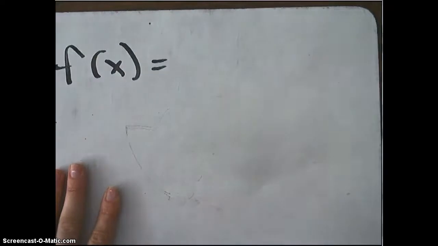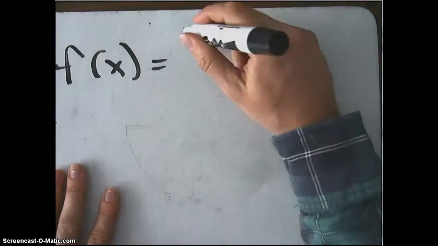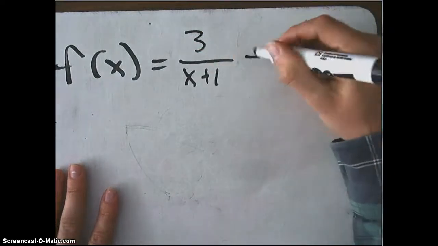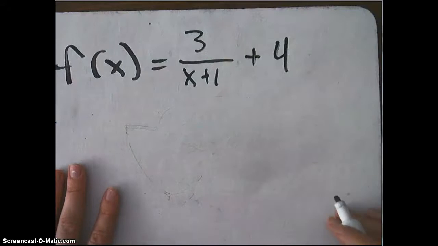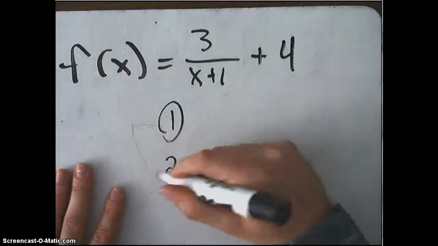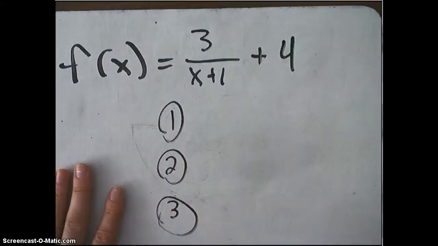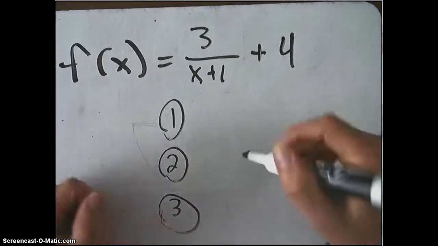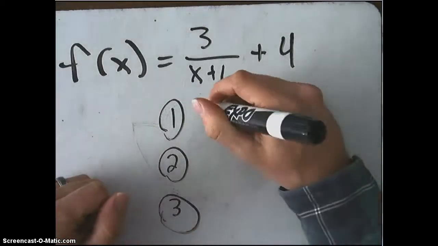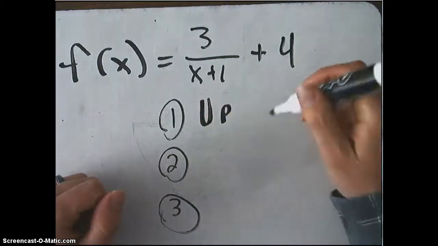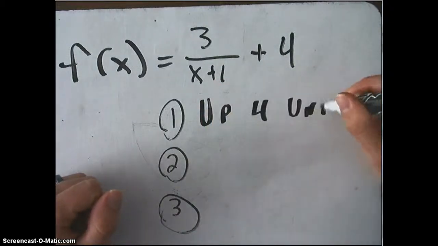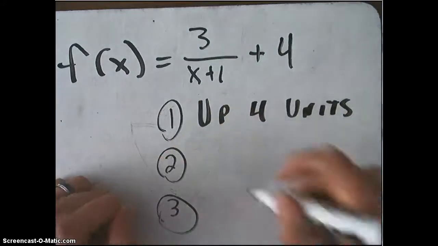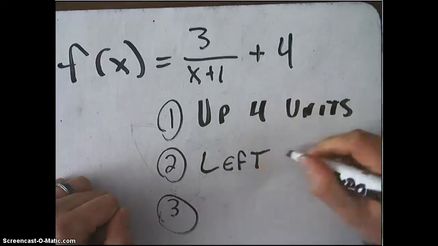Let's see if we can do another one. Let's rewrite it as 3 over x plus 1, plus 4. Here I see 3 transformations. Let's start from this side. That plus 4 makes the graph go up 4 units. And this plus 1 shifts it left. Remember, counterintuitive. Left 1 unit.